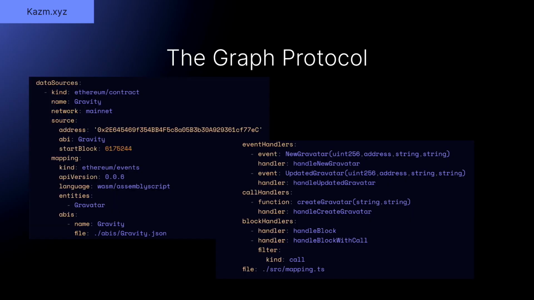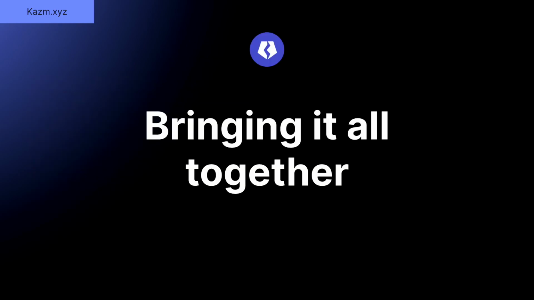And then if you want to go deeper, this is an example of a subgraph. So this is pretty technical, but if you have a smart contract and you have different events like new gravatar in this game, then you could say how to handle it, how to interpret it, and get that data. So these are lots of different tools you can use for big data analytics. But how do we bring it all together?